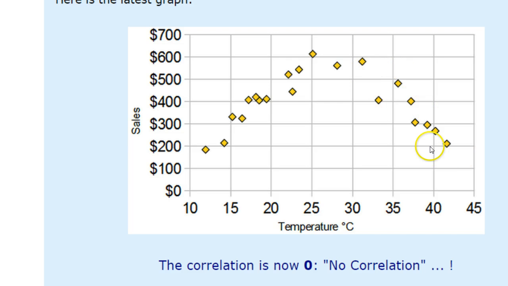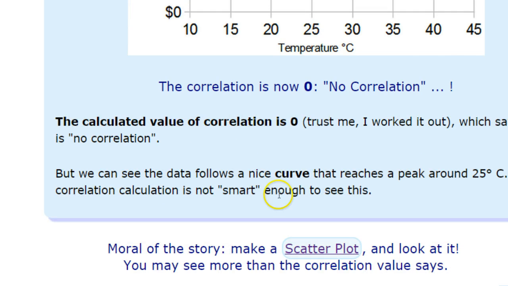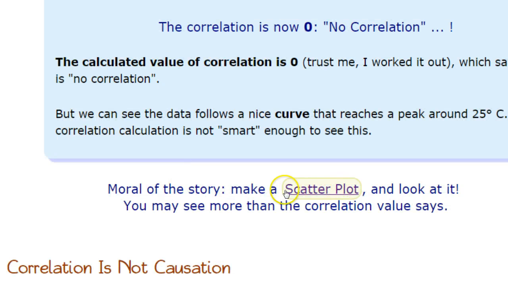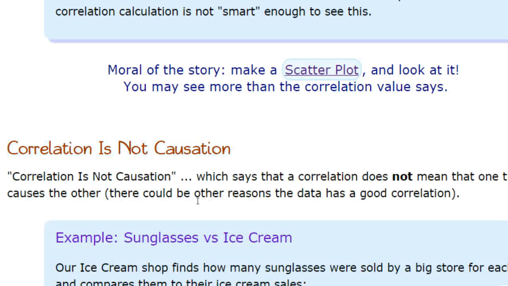Well, if you think about it, the explanation for this data is that it's so hot no one wants to go outside because that's ridiculous. Right? More of the story. Make a scatter plot and look at it. You may see more than correlation values say. So don't ever look at R and say, oh, that's it.